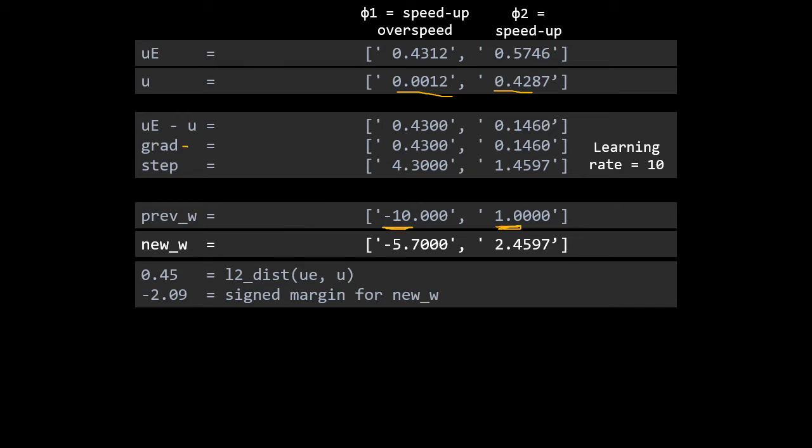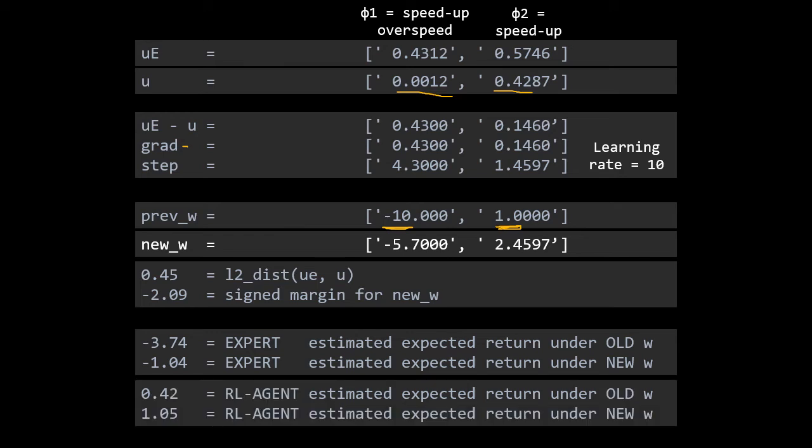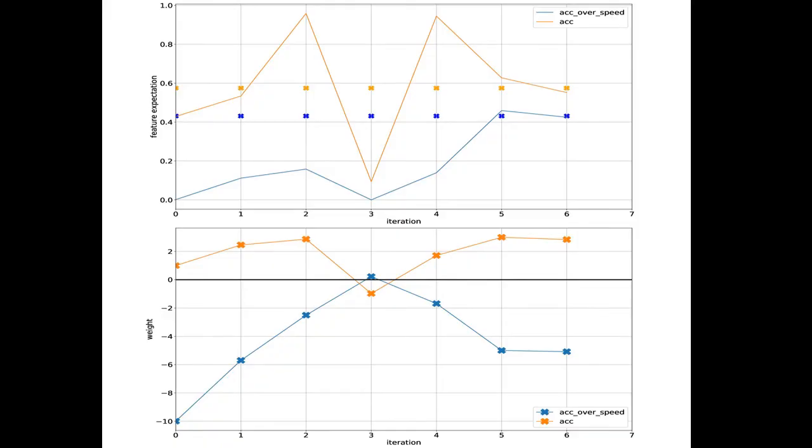These are just metrics to compute the distance and the margin from before, and these are also metrics to see how well, under the old and the previous weights, both agent and expert are acting. You see that the weights make both the expert and agent a little bit better in terms of performance, but still the RL agent is better with this particular weight. Again, I repeated the iteration.